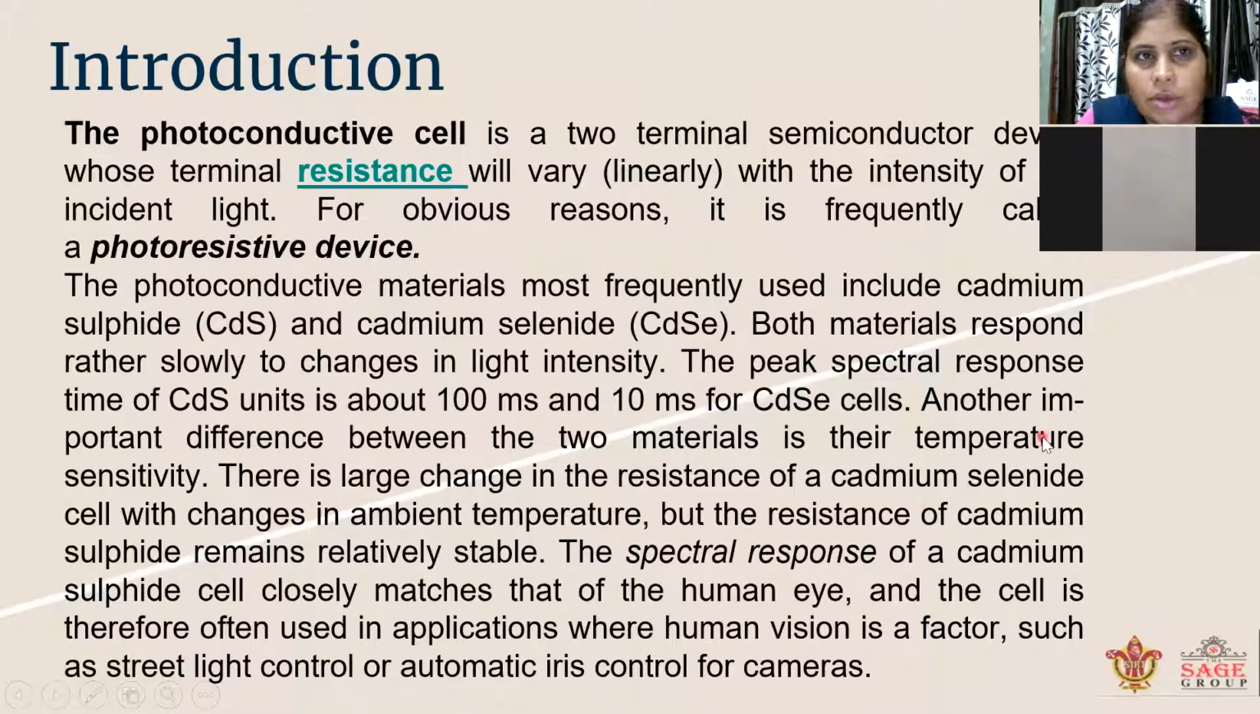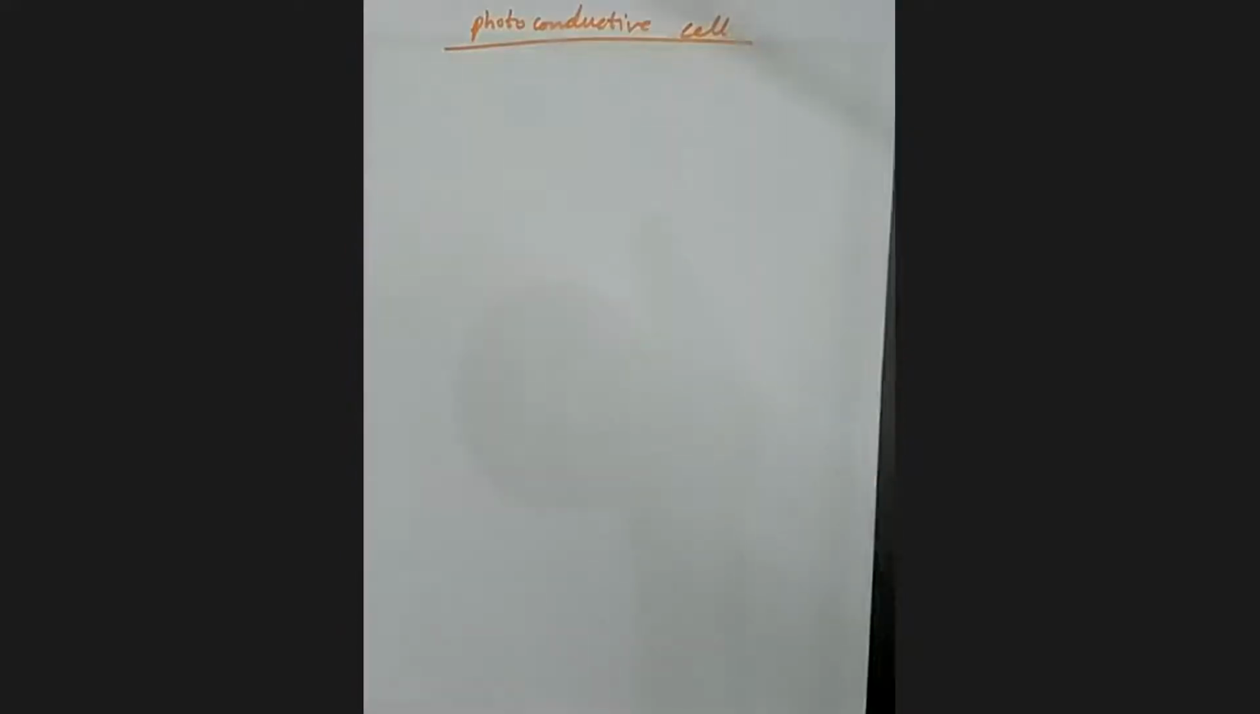So in a photoconductive cell, the two terminal semiconductor devices are used whose terminal resistance will vary with respect to the intensity of the light. So come to the photoconductive cells. Actually, these cells are the elements whose conductivity is a function of incident electromagnetic radiation.